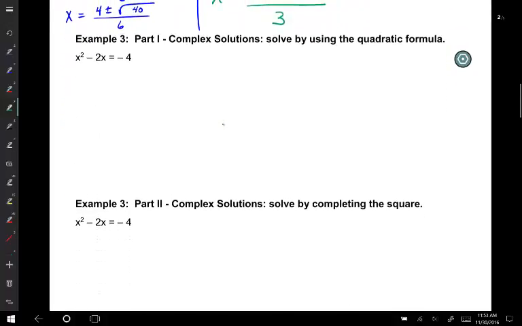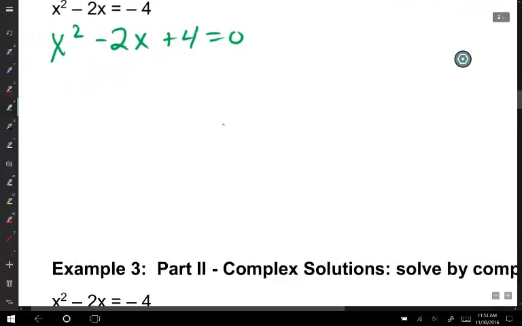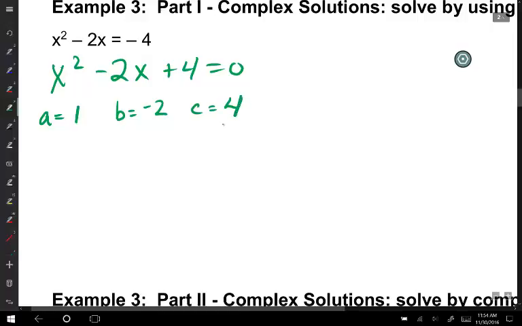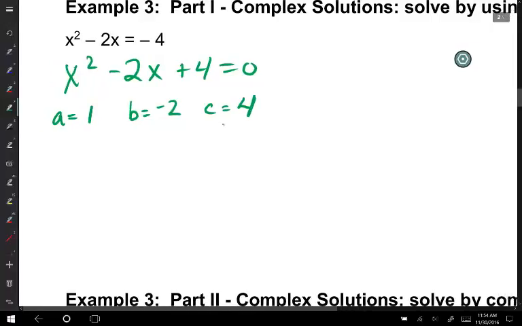Our next one. 2x squared minus 2x equals negative 4. First thing I'm going to do is bring that negative 4 over to make it a positive 4. All right. Sean or Henry, give me my A, give me my B, give me my C. A is 1. Good. B is -2. C is -4. Okay, careful on your C. C is positive 4. Okay. All right, write down your quadratic formula.